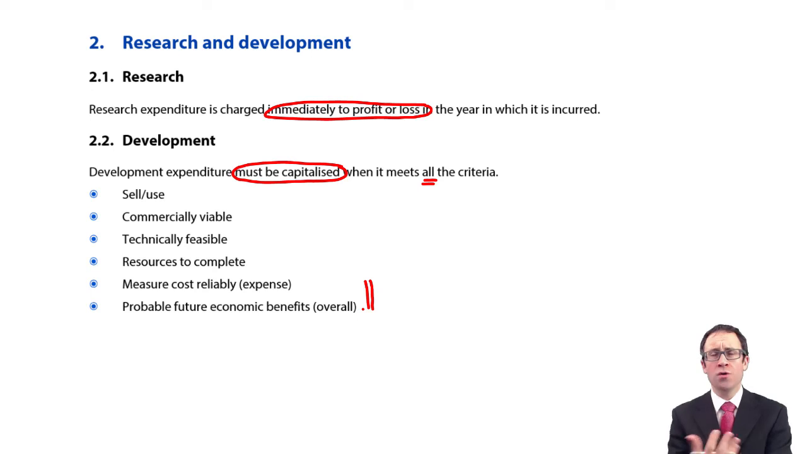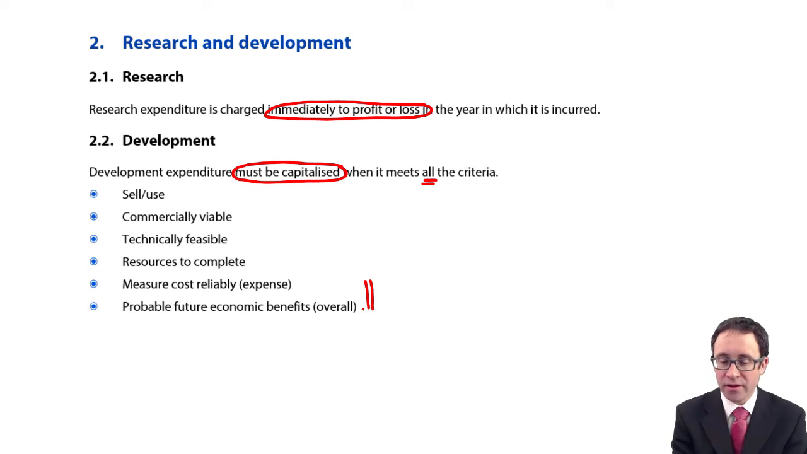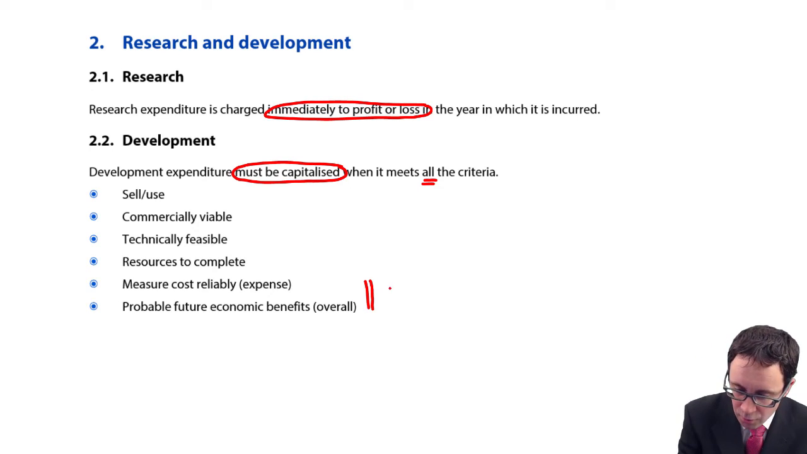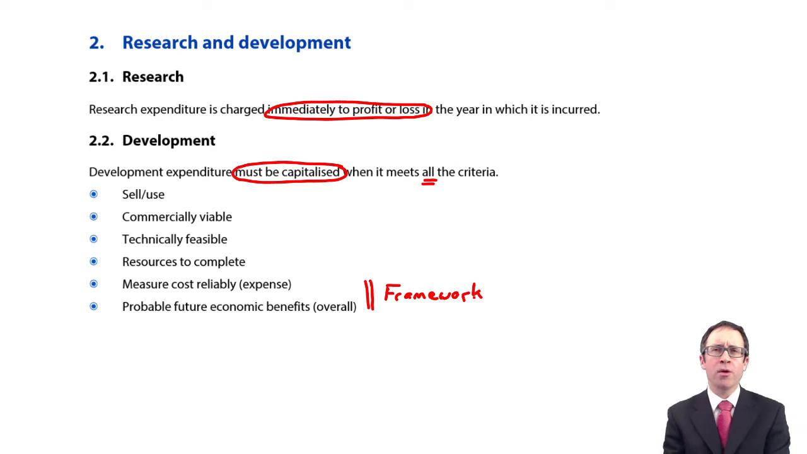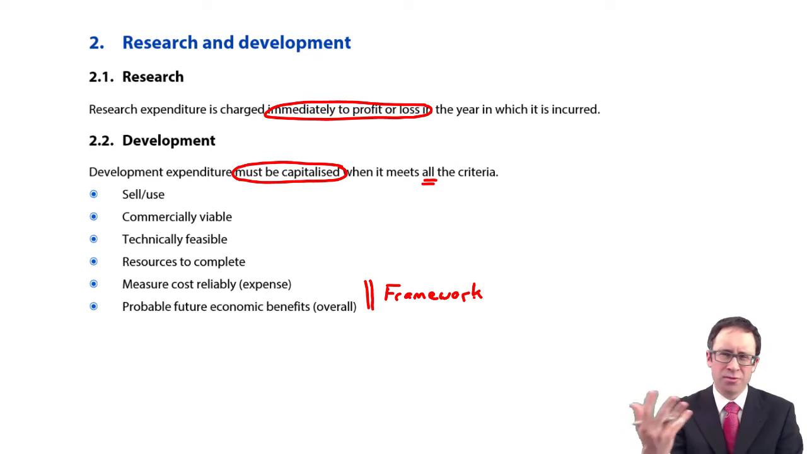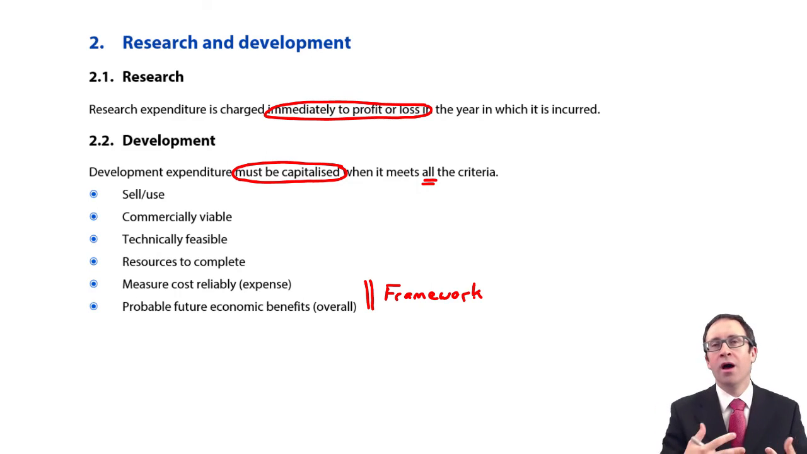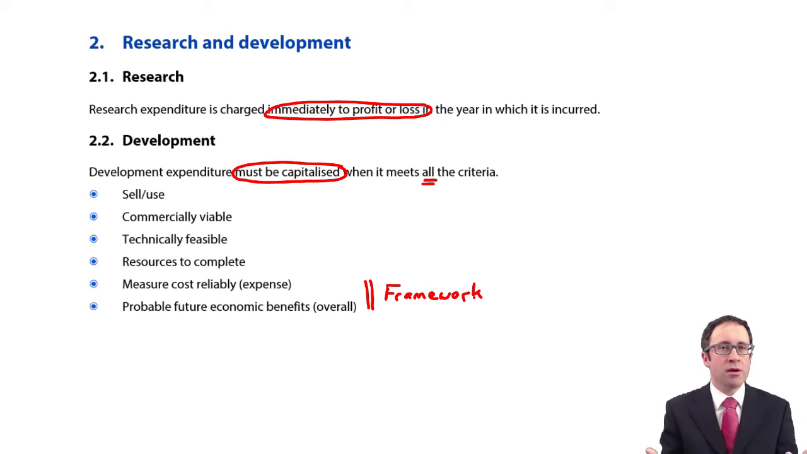You might see at the bottom here that there are 2 requirements that effectively come back to what we see within the framework. We can measure the cost reliably, which we should be able to do because we know the amount of money that we're spending on a monthly basis, and is there probable future economic benefit.